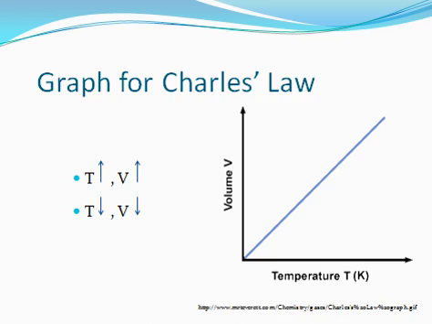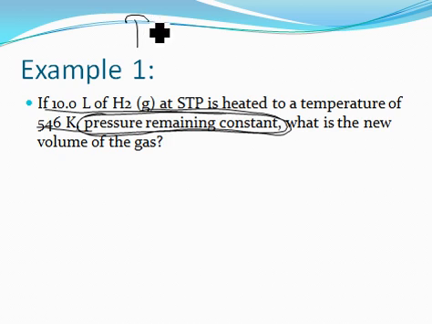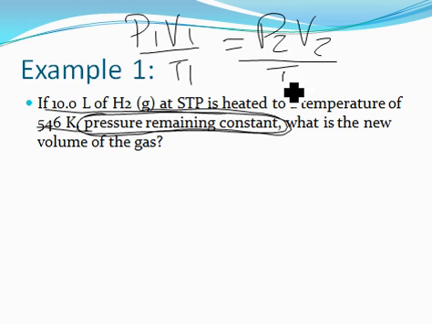So let's look at an example. If 10 liters of hydrogen gas at standard temperature and pressure is heated to a temperature of 546, the pressure remaining constant, that's super important. We always want to circle or underline when something is going to be constant. What is the new volume of the gas? So our equation is P1V1 over T1 equals P2V2 over T2. If the pressure is constant, that means we can eliminate pressure from the equation. So P comes out. So now our equation is V1 over T1 equals V2 over T2.